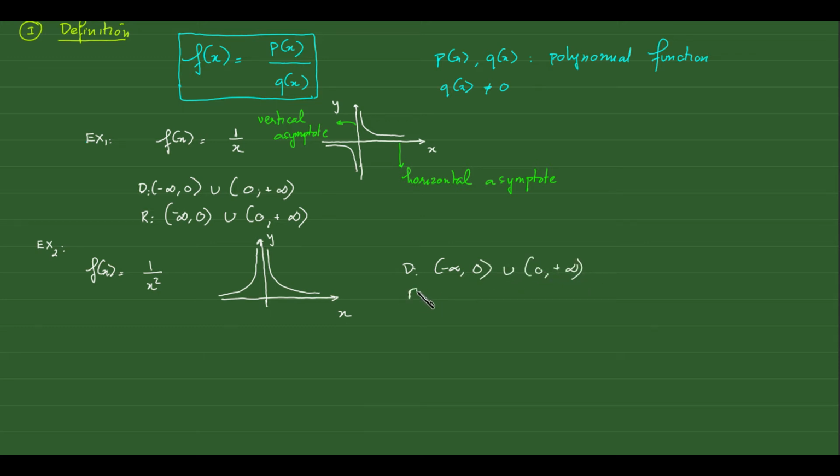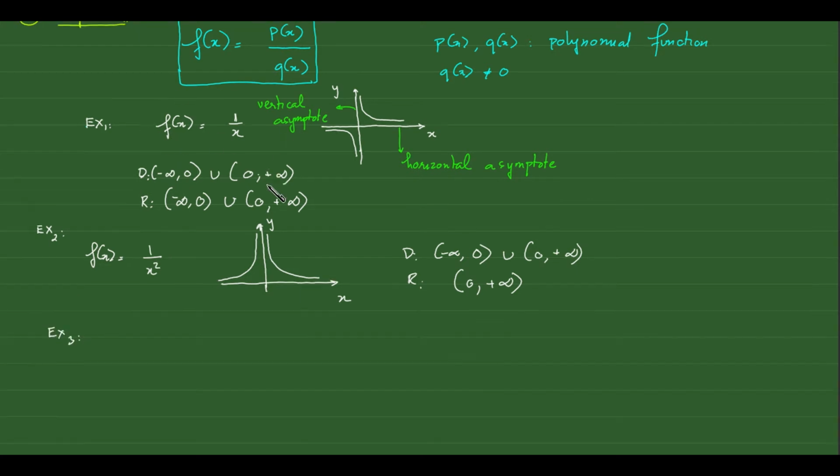However, the range will be different, because you see the range doesn't have the bottom part right here. So the range will start from 0, which is not included, to positive infinity. Alright, so these are two typical examples of simple rational functions. Of course, we have something more complicated, for example, like this one.